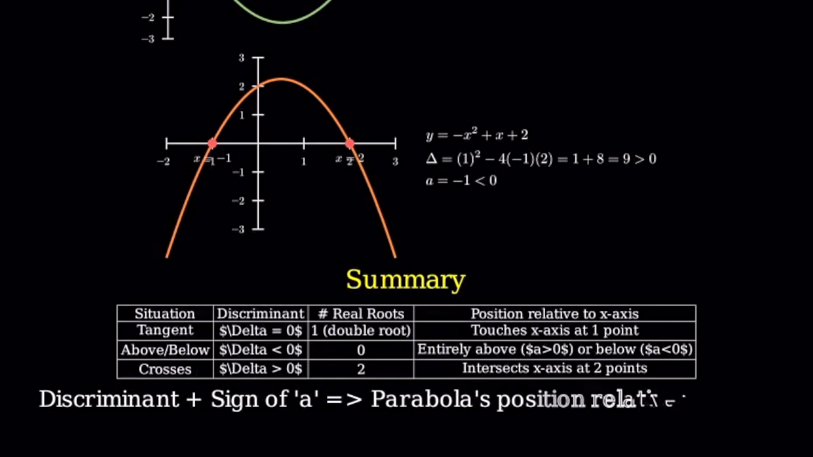So, by calculating the discriminant and checking the sign of a, we can quickly determine how the graph of any quadratic function relates to the x-axis without needing to fully graph it. This is a powerful tool in understanding quadratic equations.